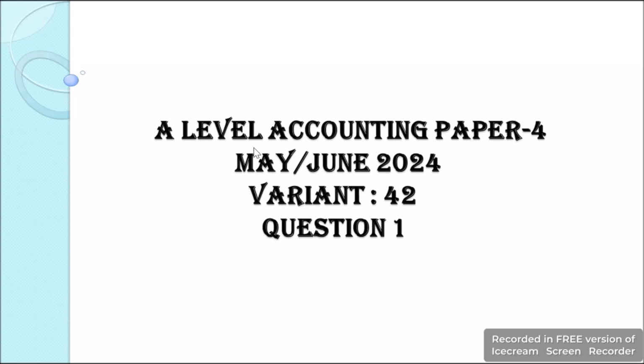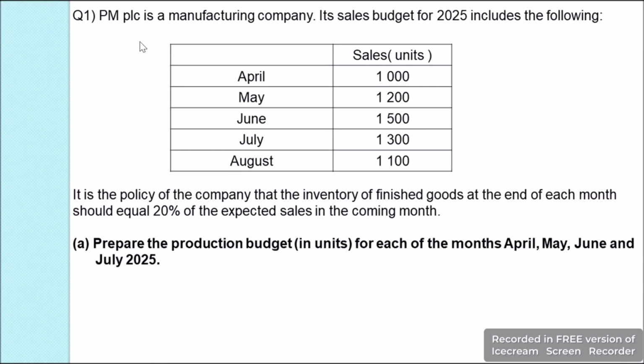In this video we are going to do an A-level question from paper 4, May-June 2024, variant 42, question 1. The question states that PMPLC is a manufacturing company. Its sales budget for 2024 includes the following sales units: April 1000, May 1200, June 1500, July 1300, August 1100. It is the policy of the company that the inventory of the finished goods at the end of each month should be equal to 20% of the expected sale in the coming month.